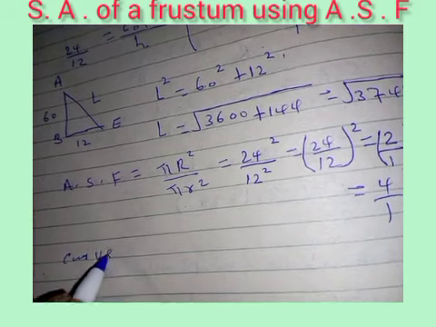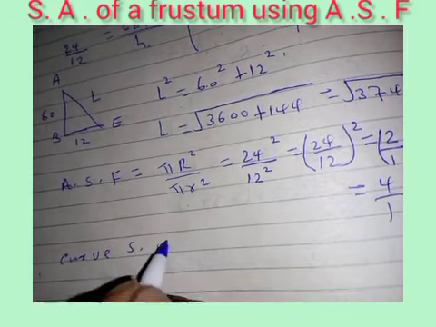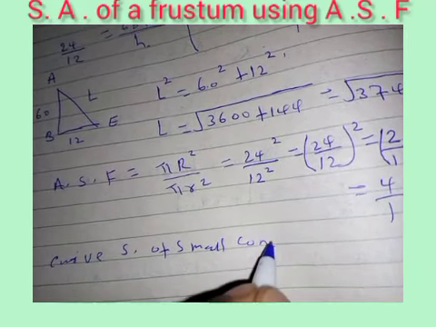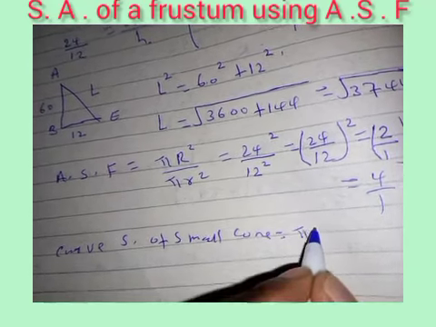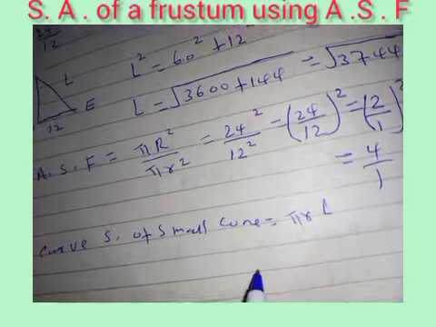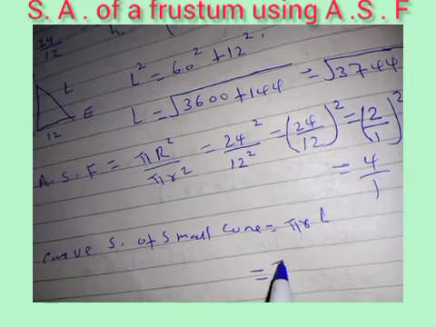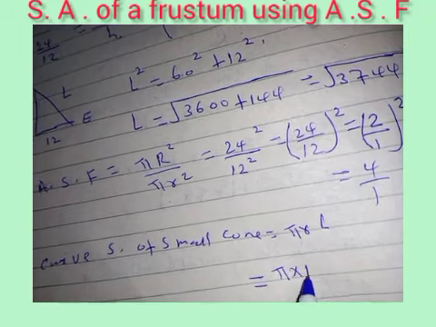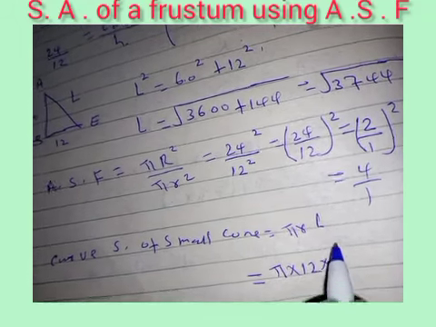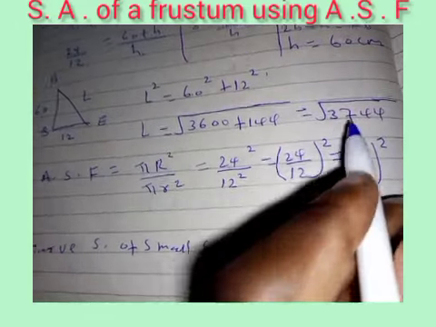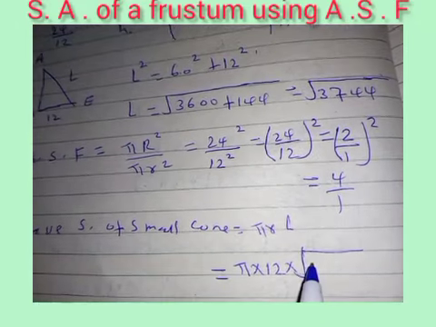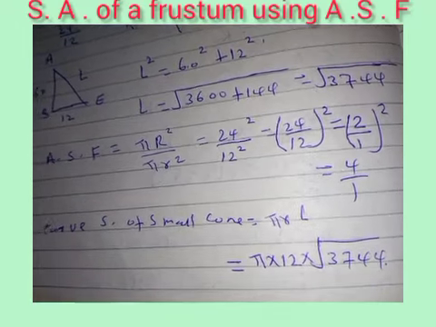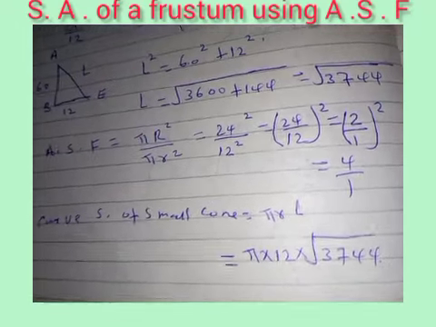Curved surface of small cone will be given by pi RL, which is equal to pi times our R, which is 12, times L. Our L, we have found it here. Just use it. This will simplify later at the final stage. So that is the surface area of small cone.